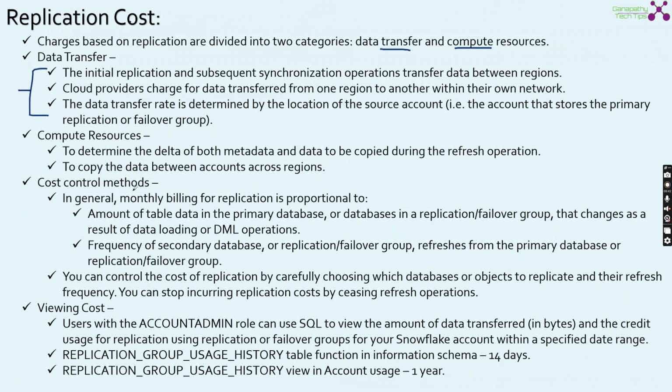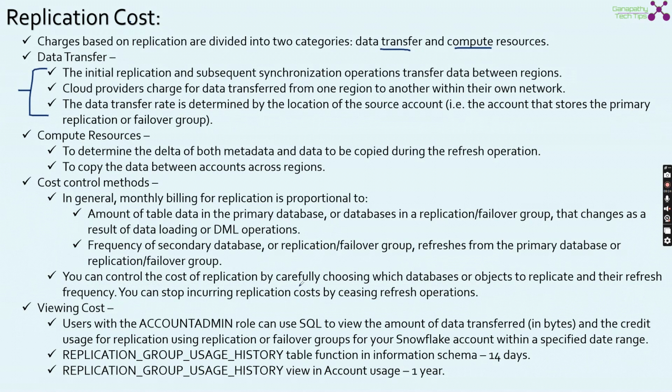Now, how can you control the cost? The cost control methods which are available. In general, monthly billing of replication is proportional to these factors: the amount of table data in the primary database or databases in a replication or failover group that changes as the result of data loading or DML operations. This is an important point to note. The amount of table data will change based on DML operations or data loading only. And the frequency of secondary database or replication refreshes from the primary database or the failover group. Using these two main parameters, your monthly billing of replication is going to change.